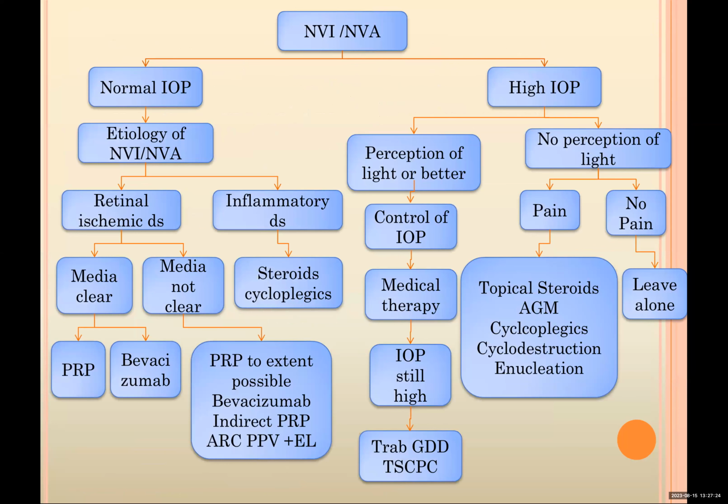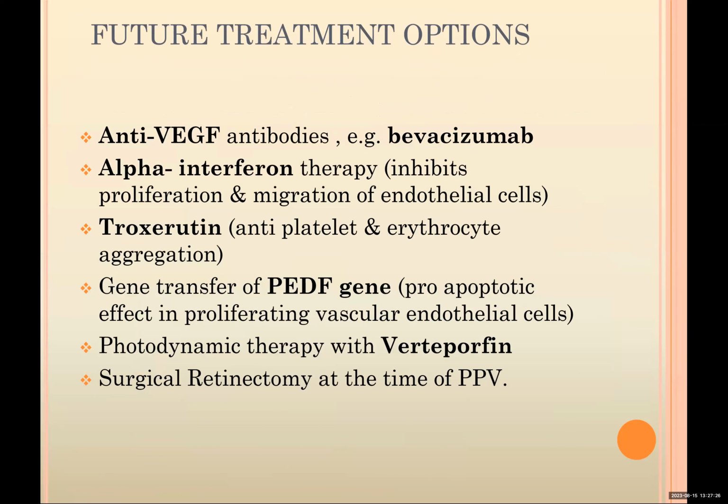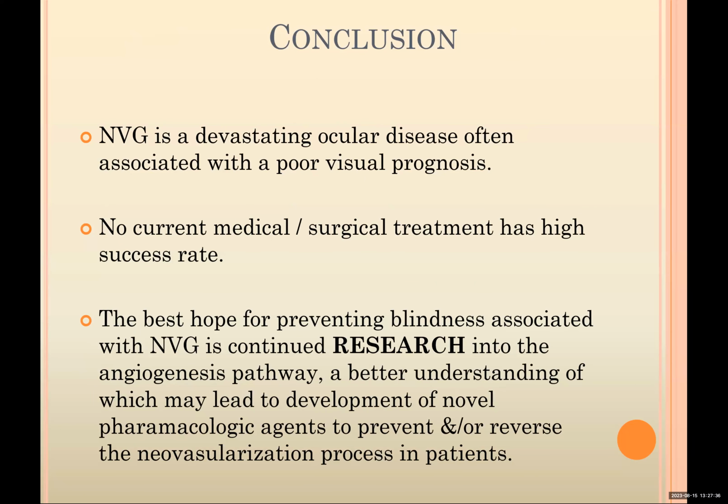Here's a short summary of all the treatment protocol. Future treatment options include anti-VEGF antibodies like bevacizumab, alpha interferon therapy, and ruboxistaurin. Conclusion: it's a devastating ocular disease which often has a poor prognosis. So the best hope to prevent blindness is continued research and the development of novel pharmacological agents to prevent or reverse the neovascularization process in patients. Thank you.